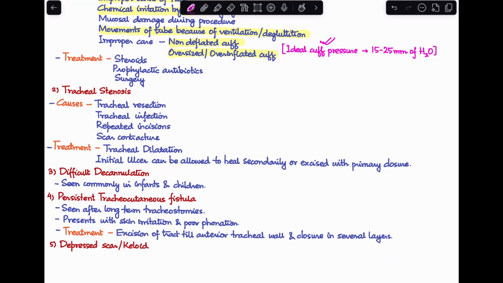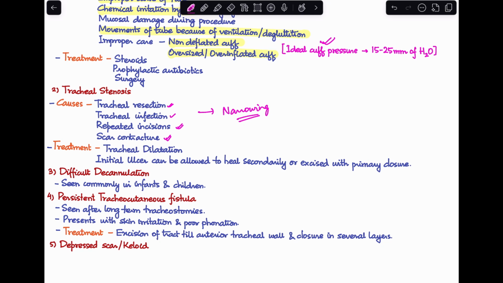The causes behind tracheal stenosis can be tracheal resection, tracheal infection, repeated incisions given on the trachea while performing the surgery, or a scar contracture on the trachea. All of this will lead to narrowing of the trachea. How do we treat this? We'll have to do tracheal dilatation, and if there is an initial ulcer, that can be allowed to heal secondarily or even excised with a primary closure.